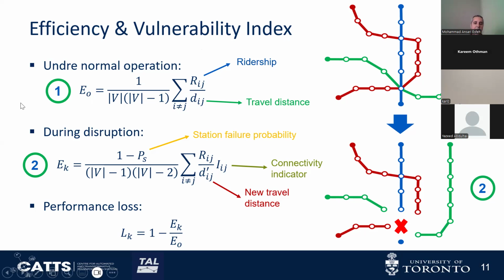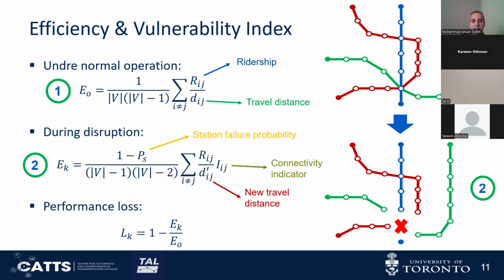During disruption, the approach is similar. Again, it sums the inverse of the new, updated travel distance, because when we have some incident in the network, we have some rerouting and an increase in travel costs, so we have to update that, again weighted by the ridership between the origins and destinations across the network.